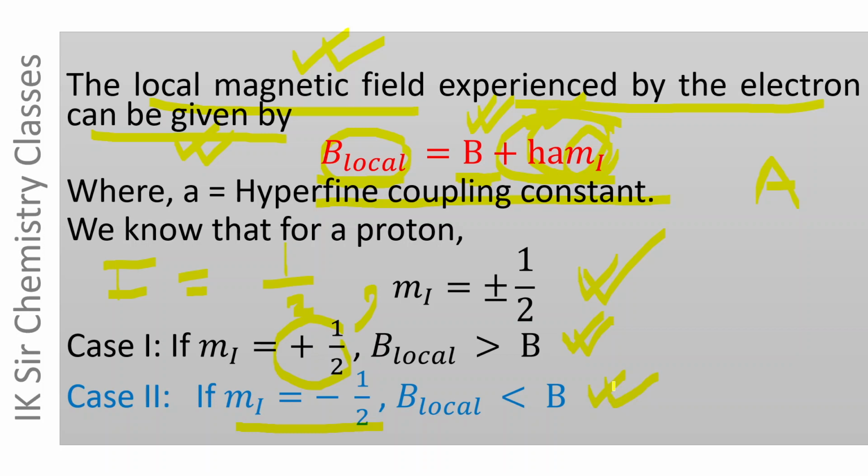Thus, the electron of a hydrogen atom placed in an external magnetic field of strength B experiences two different local magnetic fields depending upon the nuclear spin of the proton. The electron may experience a higher or lower magnetic field than the applied magnetic field.